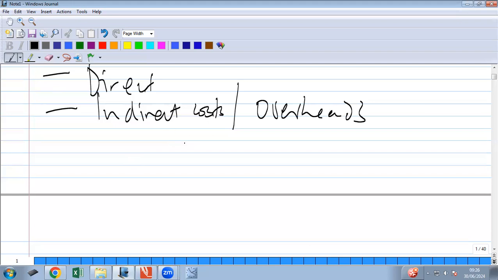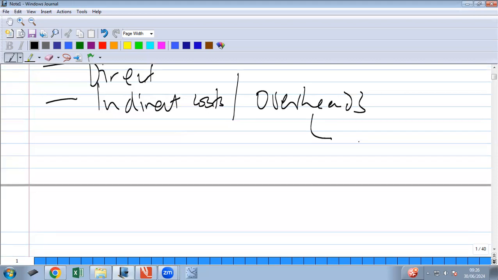Okay. Now, our biggest problem is these overheads. How can we spread these overheads to particular products or units? Now we need these costing systems in place.